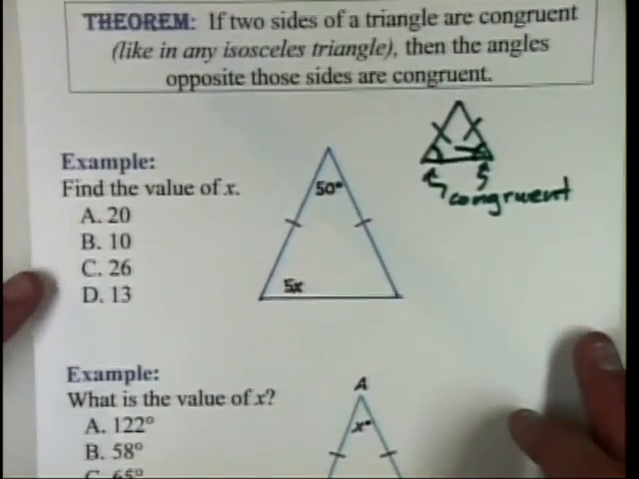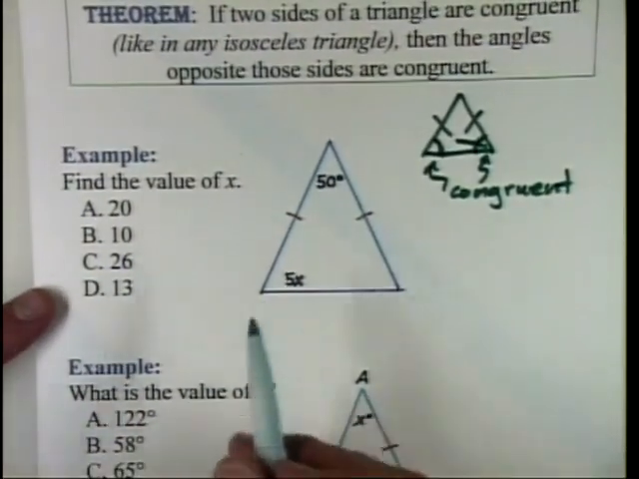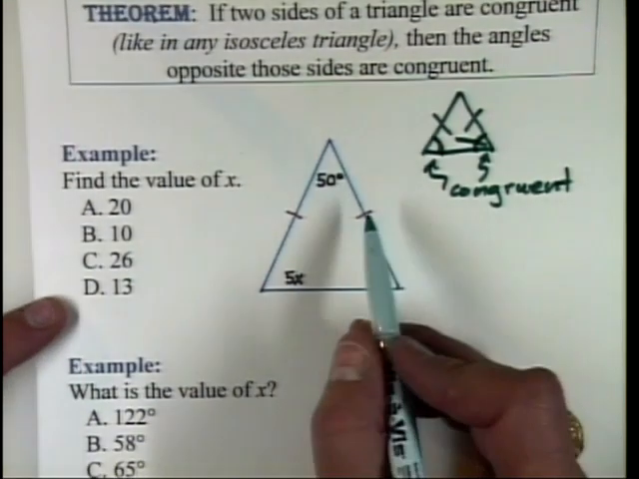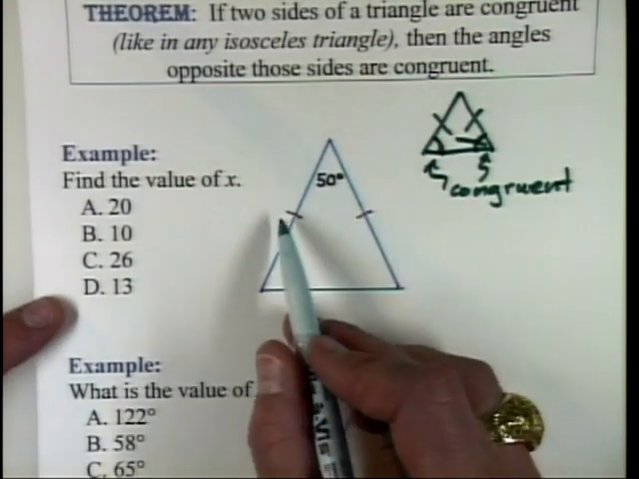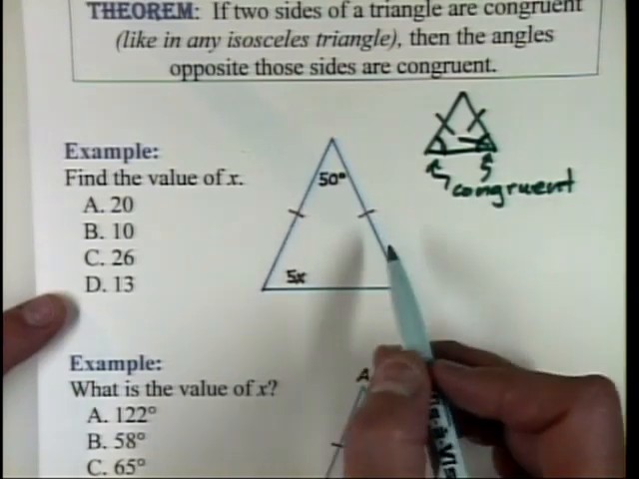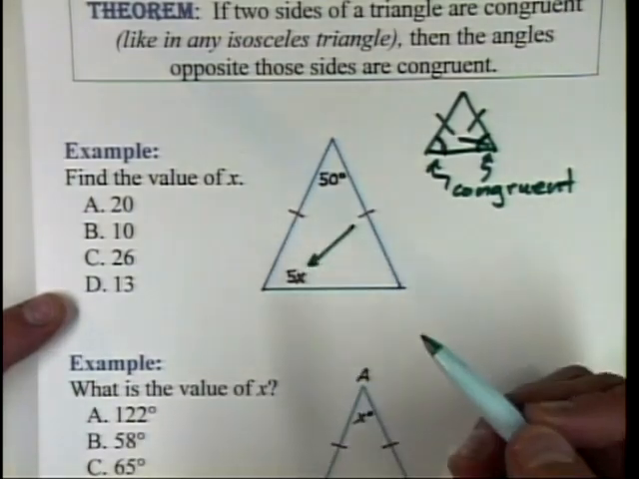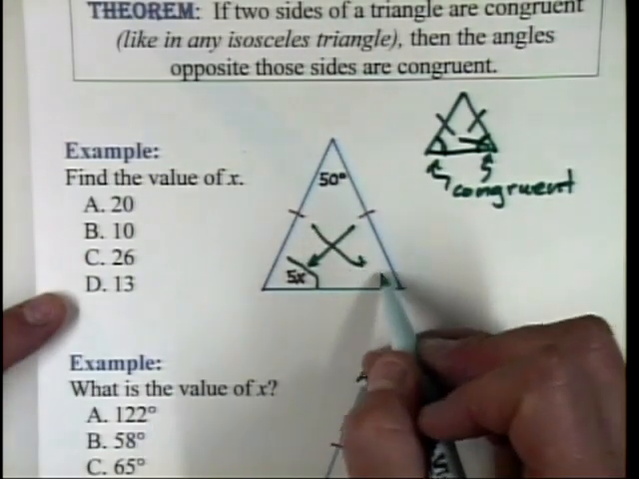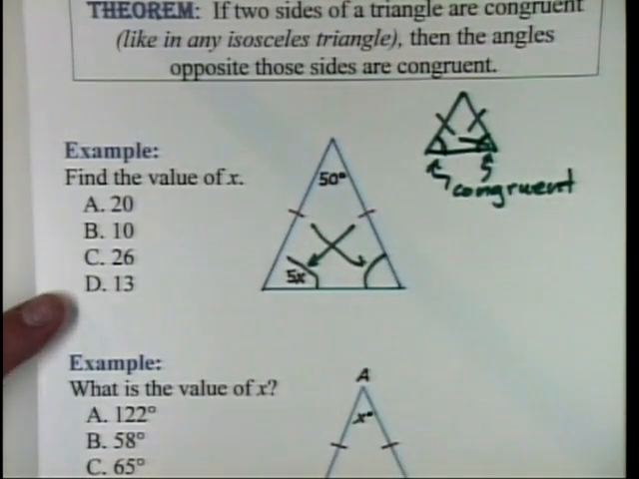Well, let's look at this example. We want to find the value of x in this triangle. Well, we know that two sides are congruent because we see the two tick marks right here. That means this side is congruent to that side. So by the theorem, we know that this angle, which has a variable expression 5x, and this angle here, which is not labeled, have to be congruent.